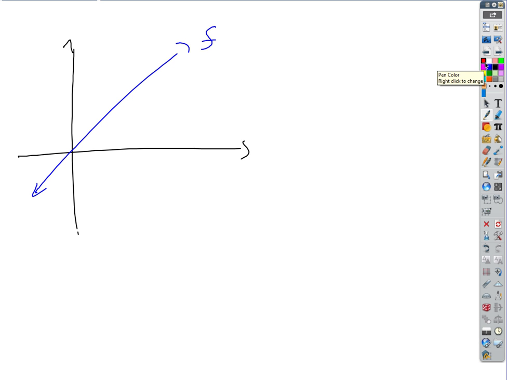So what do you think? Liz, what can you tell me about the slope of that function? It's going up, so what's the slope? Positive. Does it change? Positive and constant. So how would you graph a function that's positive and constant? Would you agree? Okay.